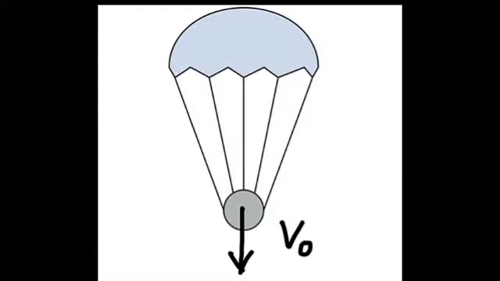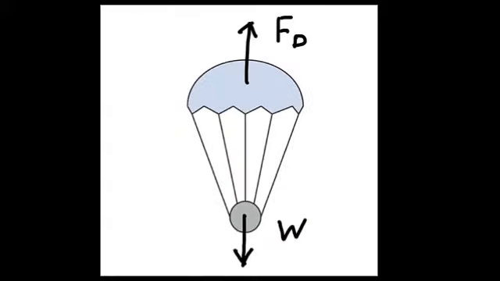Let me connect this to what I already know. When a parachute is released from rest, it will accelerate until it reaches a steady speed v0, which is called the terminal velocity. Because the velocity is constant, I know that the sum of forces acting on the parachute must be 0. So I visualize that the weight force is exactly balanced by the drag force.